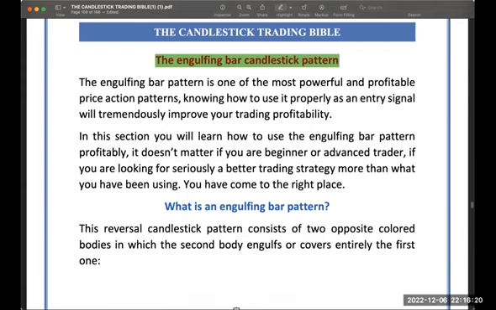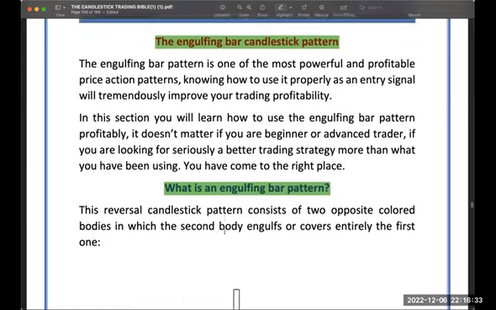It doesn't matter if you're a beginner or an advanced trader. If you are looking for a seriously better trading strategy than what you've been using, you have come to the right place. What is an engulfing bar pattern?